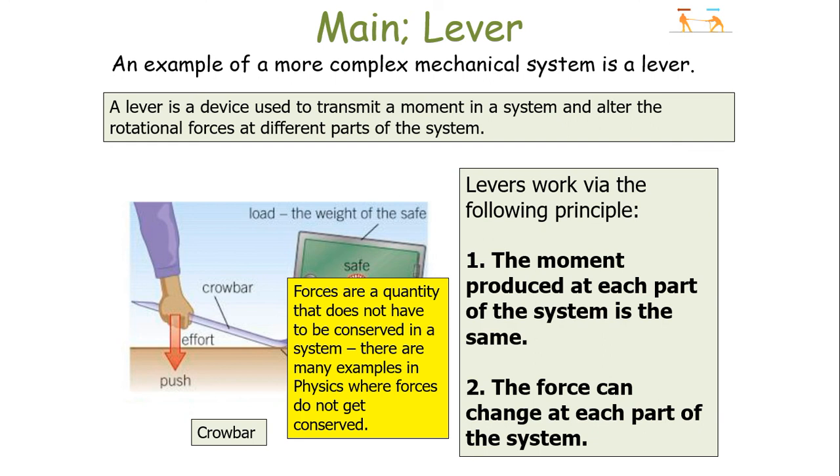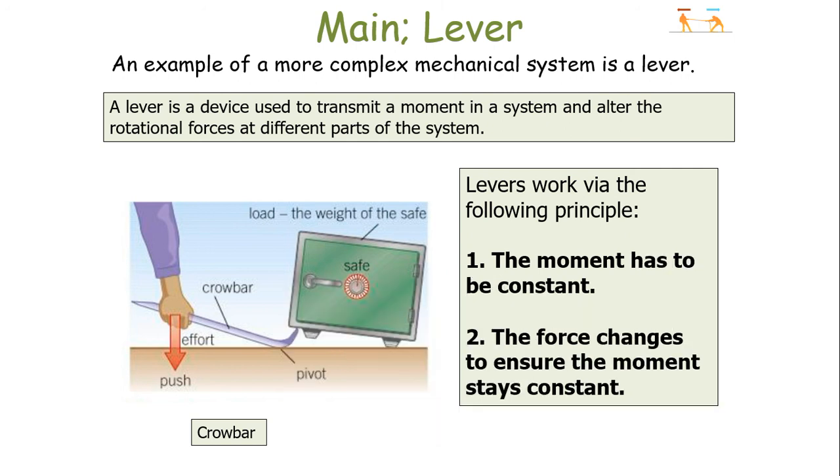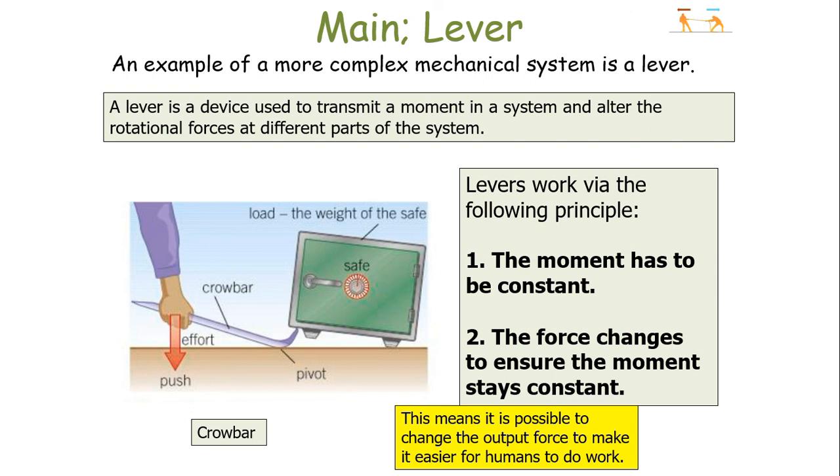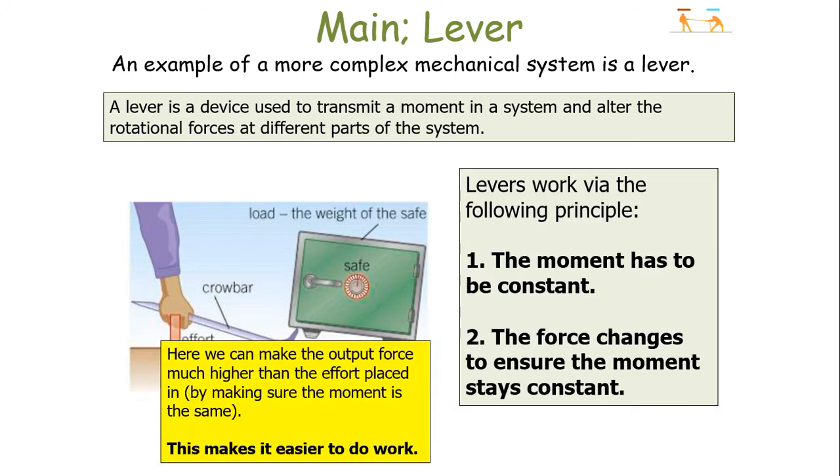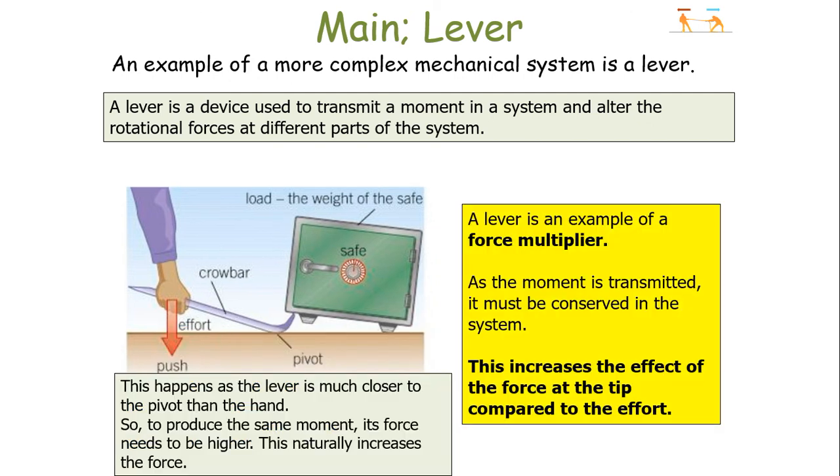Now that actually makes sense, because whilst we say things like energy and momentum have to be conserved, forces don't have to be conserved in a system. So the moment has to be constant, but the force can change to ensure the moment is constant. So you can change the output force to be different from the effort force, so you can get more out than you put in. So what happens is the lever increases the output force compared to the effort force, so we get a better mechanical force acting on the object, so it makes it easier to do work. So we call systems that do this a force multiplier.